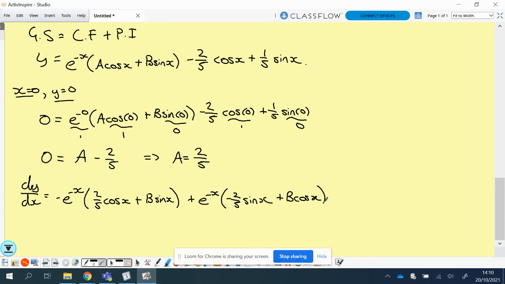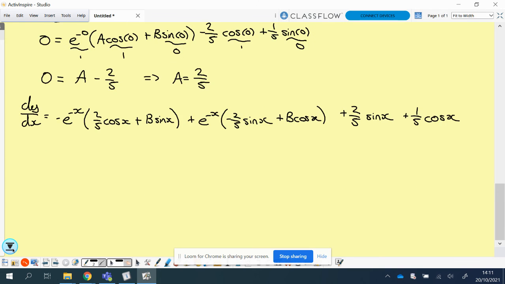If I then differentiate the last two terms, cos becomes negative sin, so the negatives cancel and they become plus 2/5 sin x. If I differentiate a fifth sin x, I'm going to get a fifth cos x. So that's my general solution differentiated, with the value for a put in. Again, let's go to the data that we had: when x was 0, dy by dx is 0.